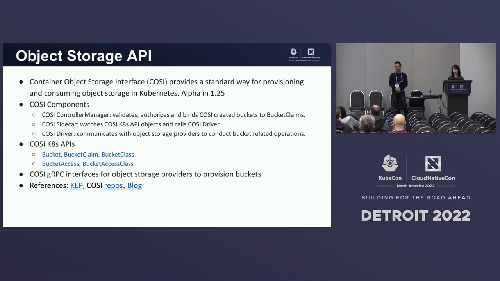There are two sets of COSI APIs introduced here. We have a bucket, bucket claim, and bucket class that are very similar to PV, PVC, and storage class. A bucket represents a physical bucket on the storage backend, and a bucket claim is a user's request for a bucket in the user's namespace. The bucket class specifies the type of the bucket that you want to provision. And the second set of APIs are bucket access and bucket access class. That is for the pod to get access to the bucket.